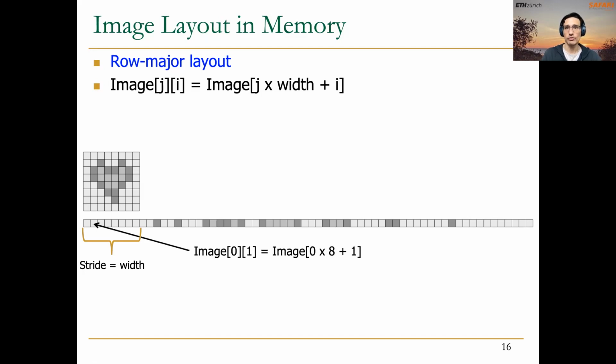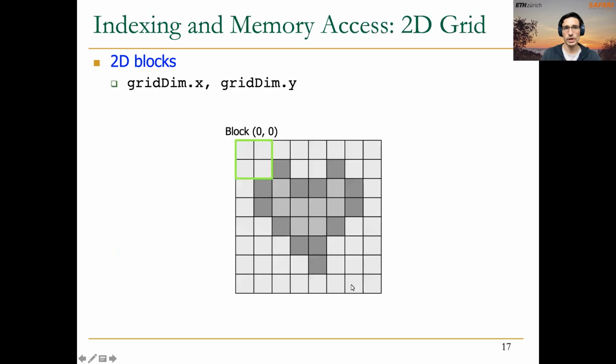And this element, for example, which is image[0][1], is located in position 0 times 8 plus 1, where 8 is the width of the image. Or this element here, image[1][2], is located at 1 times 8 plus 2. By using those indices, we can access the pixels in the image.